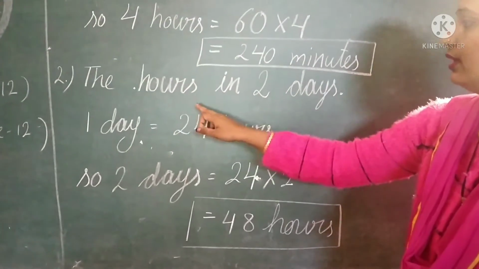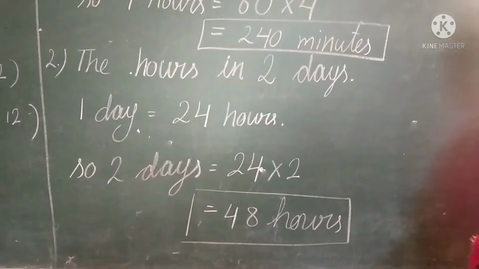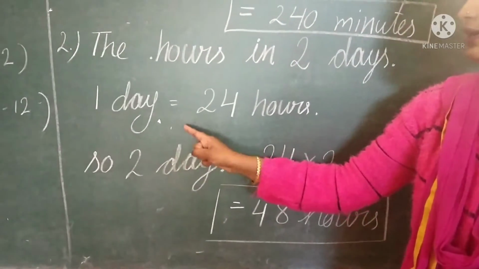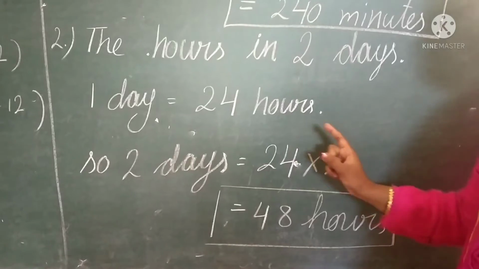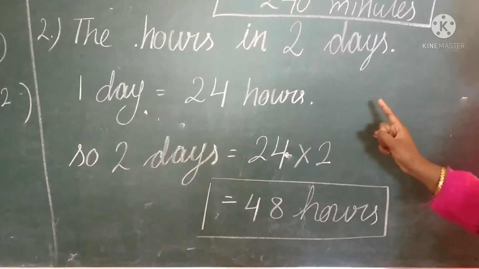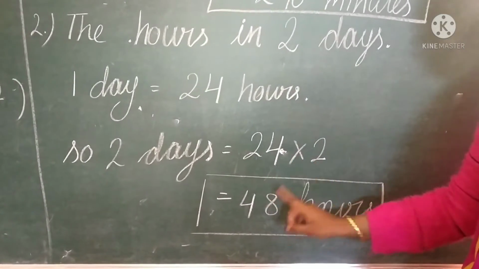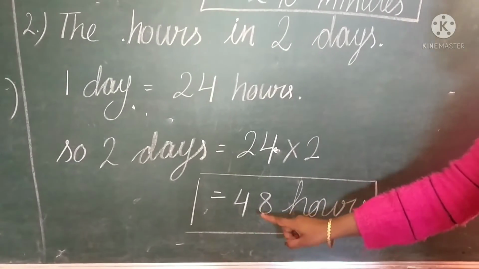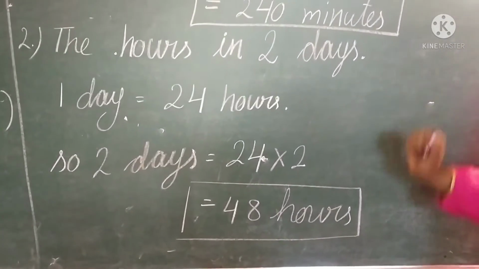Next question, the hours in 2 days. We know that 1 day equals 24 hours. So 2 days equals 24 multiplied by 2. So we get 24 2s are 48. So 48 hours in 2 days.